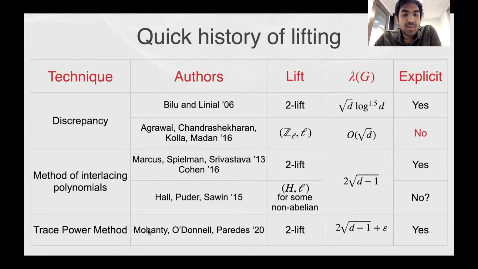Another set of work by Mohanty, O'Donnell, and Paredes uses the trace power method, and they also obtain two lifts, and they use it to construct expanding graphs for every degree using this technique, and they obtain an almost Ramanujan property. So for every epsilon, you can get an expanding family with the eigenvalue bounded by 2 square root d minus 1 plus epsilon. Right.